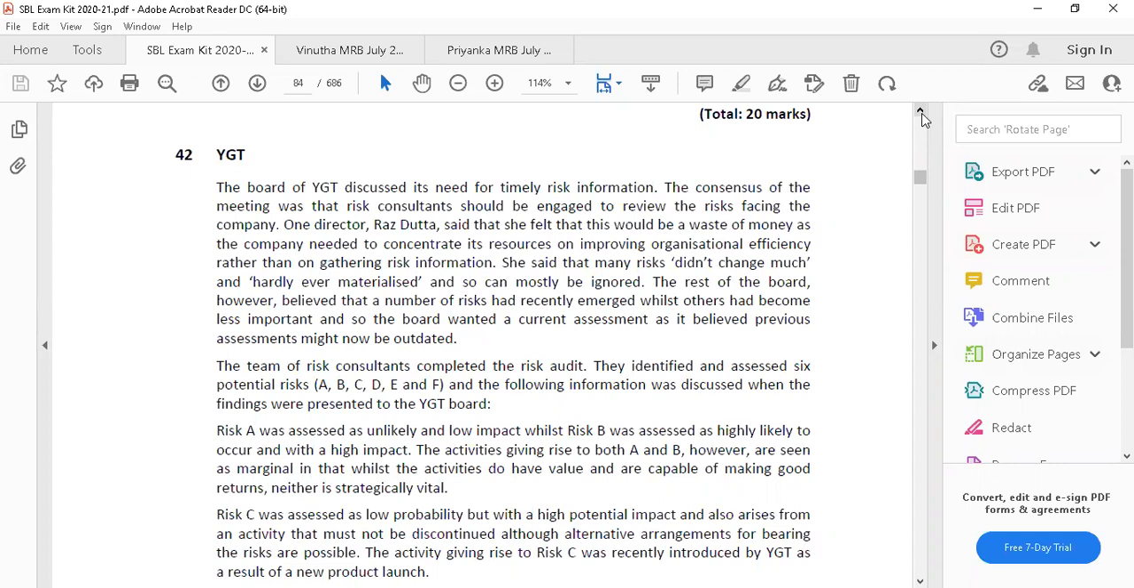The rest of the board, however, believed that a number of risks had recently emerged while others had become less important, and so the board wanted a current assessment as it believed previous assessments might now be outdated. The team of risk consultants completed the risk audit. They identified and assessed 6 potential risks A, B, C, D, E, and F. And the following information was discussed when the findings were presented to the YGT board.